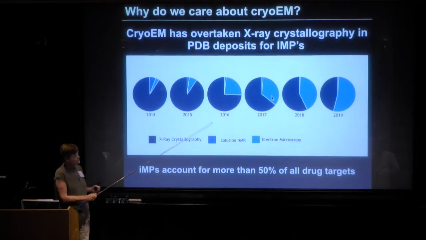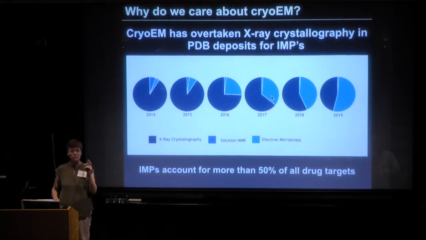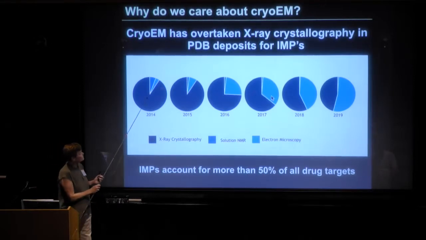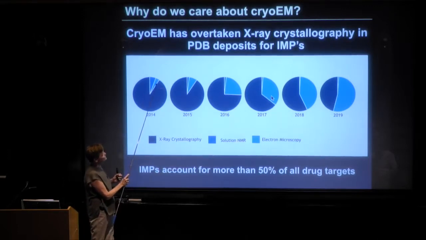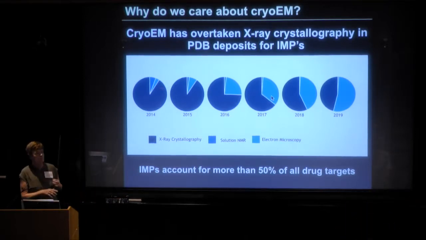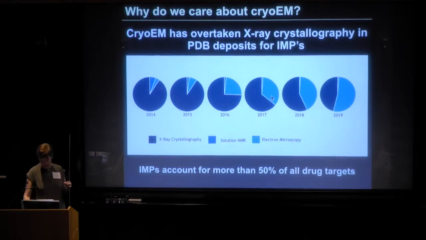This is 2014, that's 2019. And these are the number of depositions into the PDB for integral membrane proteins, which account for more than 50% of drug targets at the moment. Since 2014, this little pale blue section was cryo-EM. This year, cryo-EM overtook X-ray crystallography in depositing more PDBs for integral membrane proteins. And that is an astonishingly rapid overtaking, I think. So it's quite clear that the method is very important. It's very important for drug discovery and drug development, and that's basically why we care.